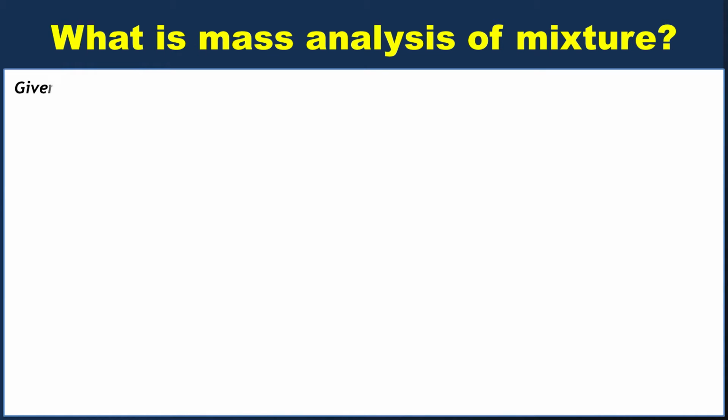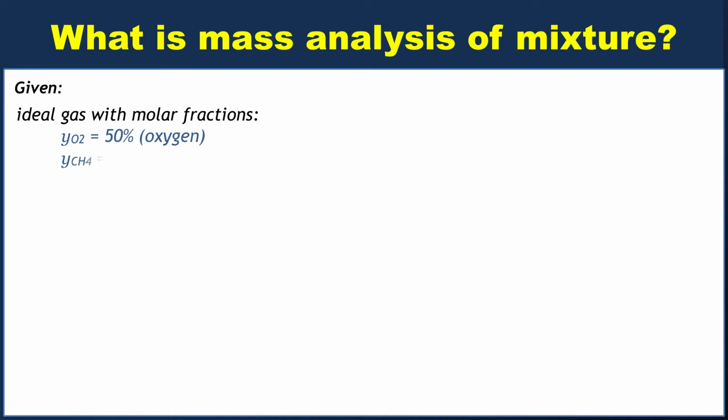So imagine that we're given an ideal gas, and we're told that it has the following molar fractions: it is 50% oxygen, 30% methane, and 20% nitrogen. Well, these are molar fractions, so what that tells you is if you have a kilomole of the entire mixture, then you have half a kilomole of oxygen, 0.3 kilomoles of methane, and 0.2 kilomoles of nitrogen. That's what those percentages refer to.